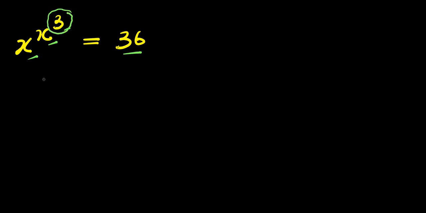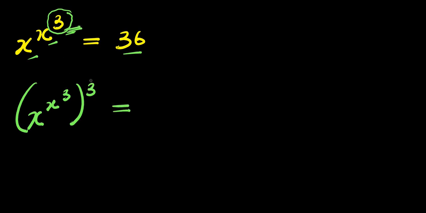This is 3. Now, because we have 3 here, we can raise each part of this equation to the power of this 3. So what we are going to have is x to the power of x to the power of 3, and this is raised to the power of 3 because of the 3 that we have here. And this equals, because we have raised this to the power of 3, we are also going to raise this 36 to the power of 3.